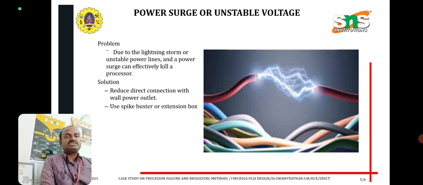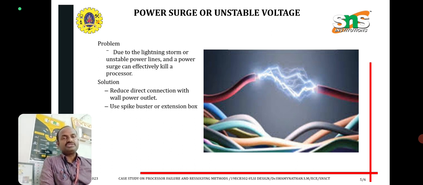Next, the power surge or unstable voltage. I already told you about the connecting failures. Due to lightning storms or unstable power lines, a power surge can effectively kill a processor. So power surge is the main problem.